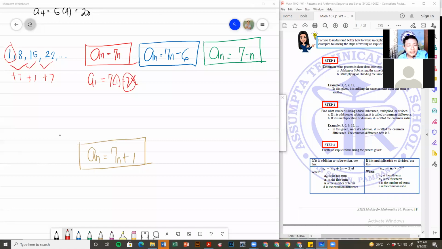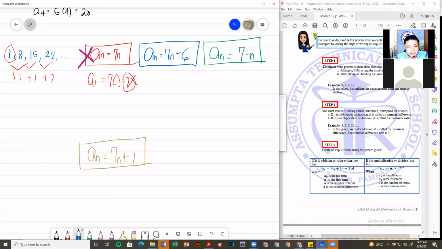Okay. So again, after making your formula, you need to try substituting 1, 2, 3, and 4 in your formula to double check. Because if one of those terms does not match your pattern, your formula will already be wrong. Okay? Let's have this next one, the blue one.